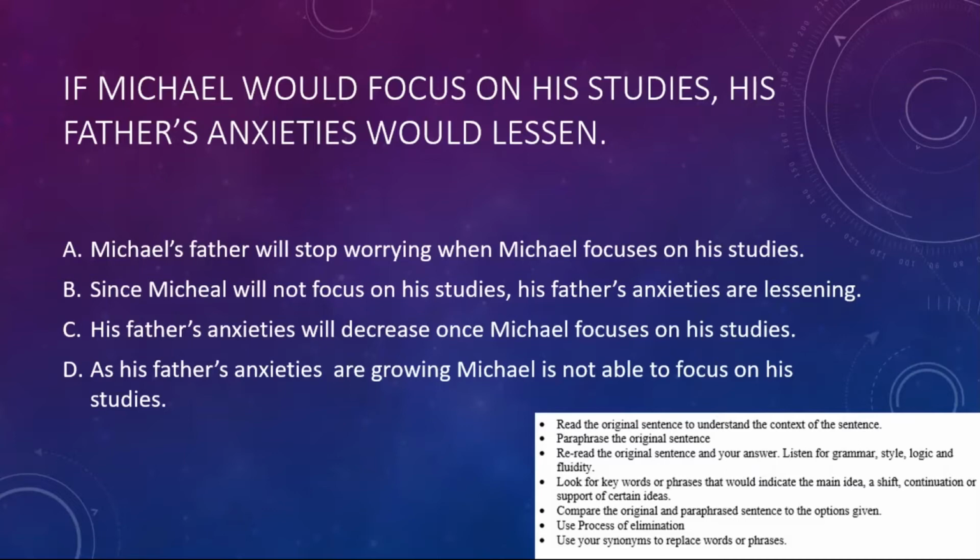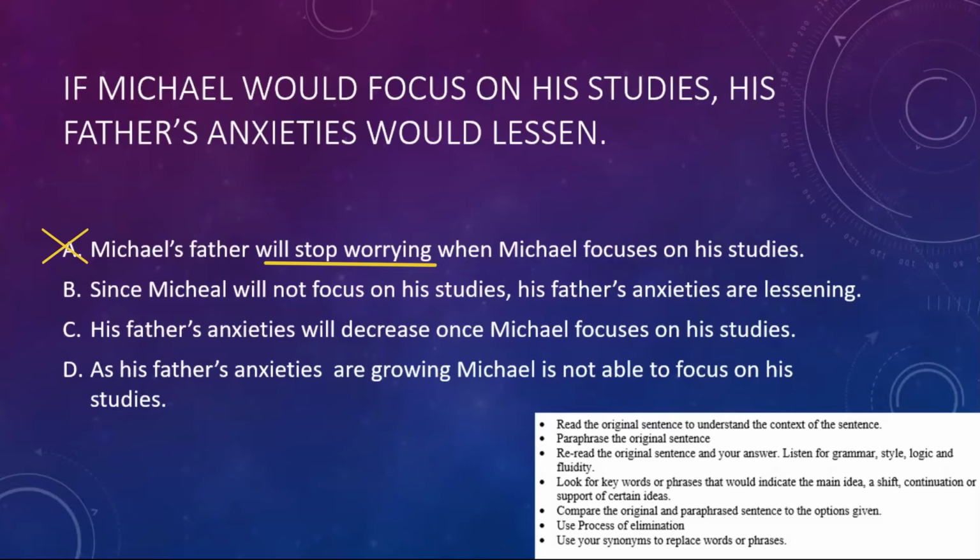Option A reads, Michael's father will stop worrying when Michael focuses on his studies. A is automatically out or eliminated because of the use of the expression will stop worrying. This implies a totally different context from the original and suggests that Michael's father will actually stop worrying. The original suggested, though, that Michael's father's anxiety would lessen, would reduce. Clearly, Michael's father will never stop worrying based on the original, but his anxieties will reduce. For this reason, A would be out.